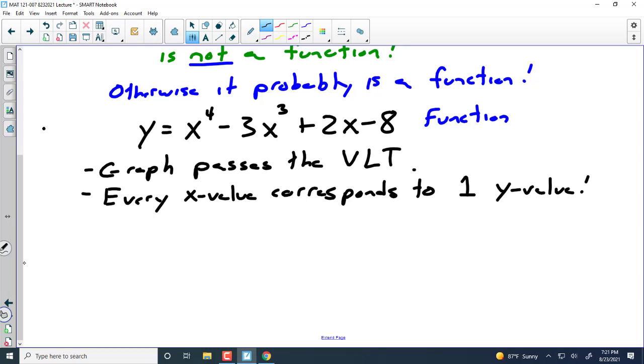Oh, I love it. I love functions, and I love circles, but I also love functions.